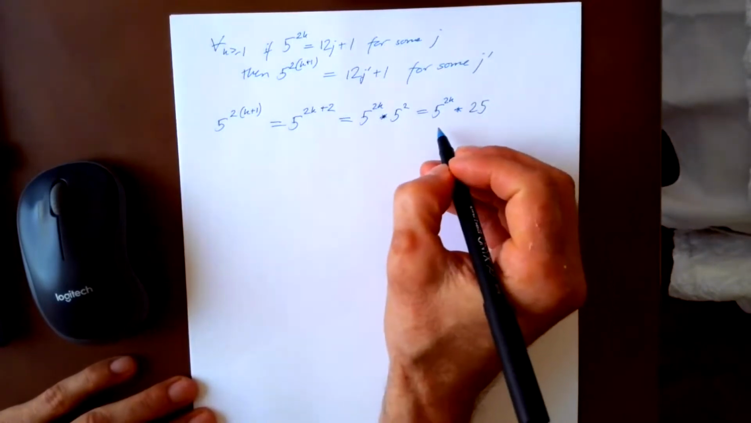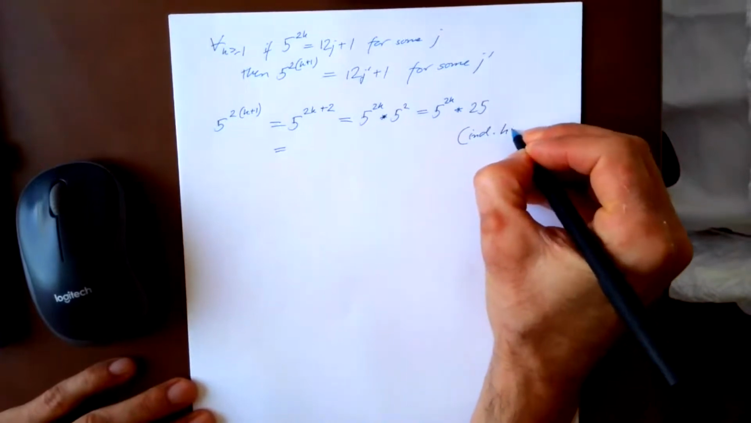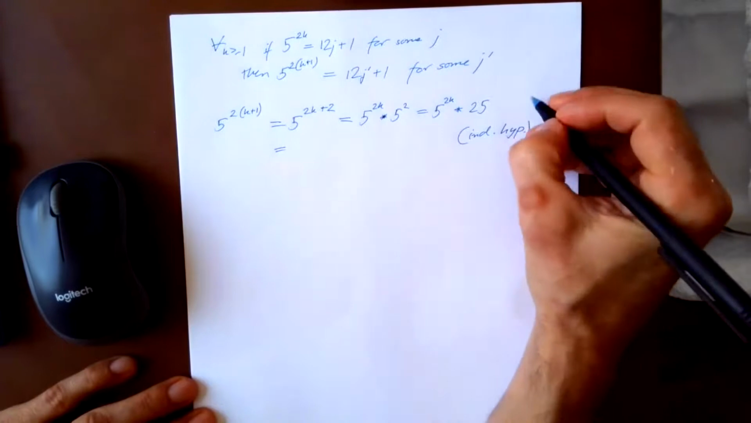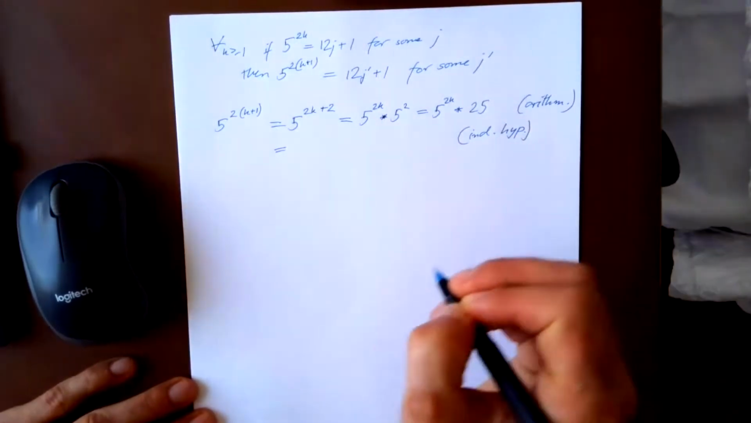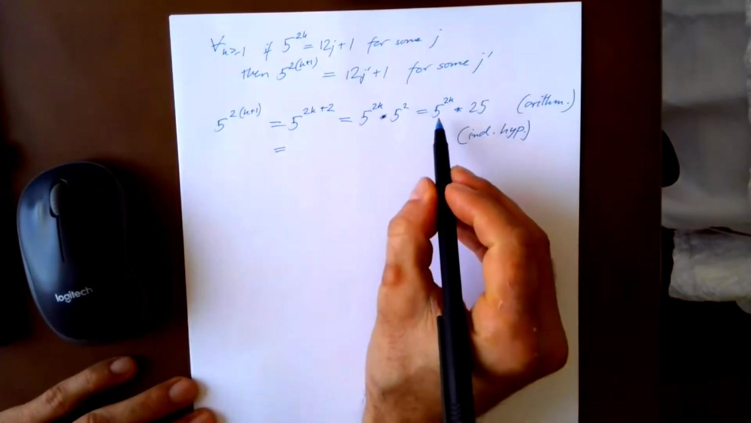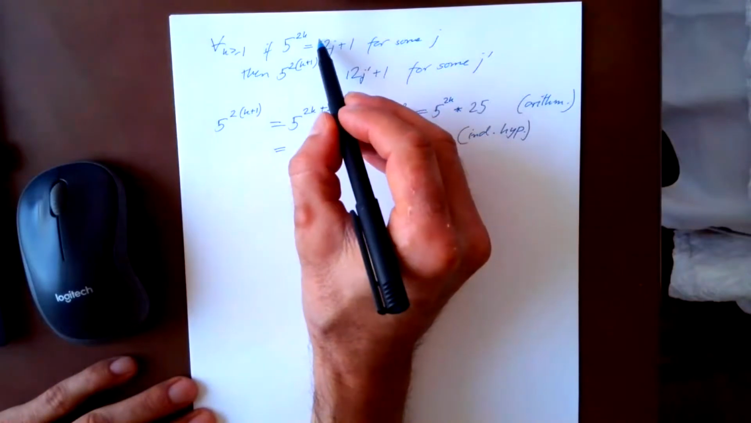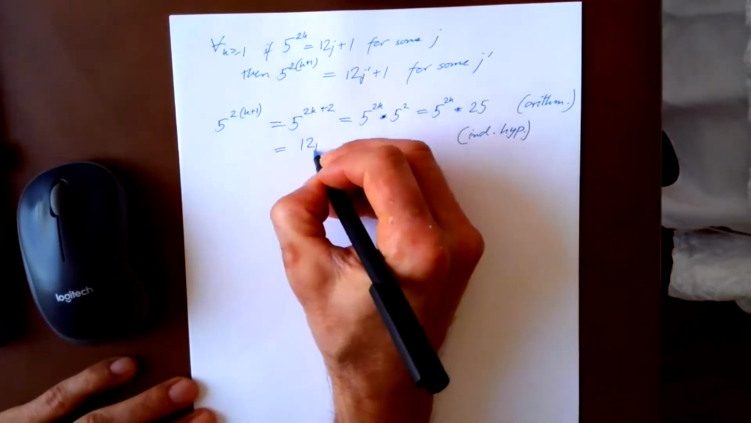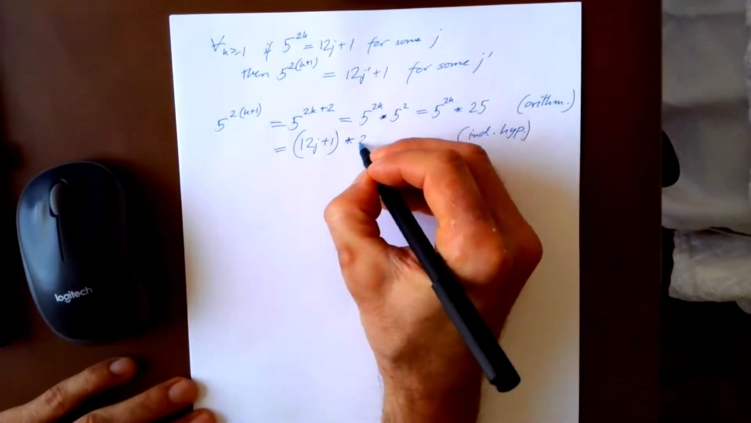Okay, now at this point, I will use the inductive hypothesis. So these are just arithmetic rewrites, right? So far, this is just arithmetic. The inductive hypothesis told me that 5 to the 2k is 12j plus 1 for some j. All right, so let me do that substitution and times 25, right?